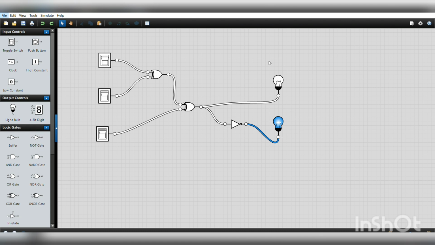Even parity is given by the equation A exclusive-OR B exclusive-OR C, and the odd parity is given by the expression A exclusive-OR B exclusive-OR C, the whole complemented. So when all your inputs are 0, your even parity is 0 and your odd parity is 1. If at all you give the inputs as 001, your even parity is 1 and your odd parity is 0. And if you give the inputs as 011, your even parity is 0 and your odd parity is 1. And if you give the inputs as 111, your even parity is 1 and your odd parity is 0.